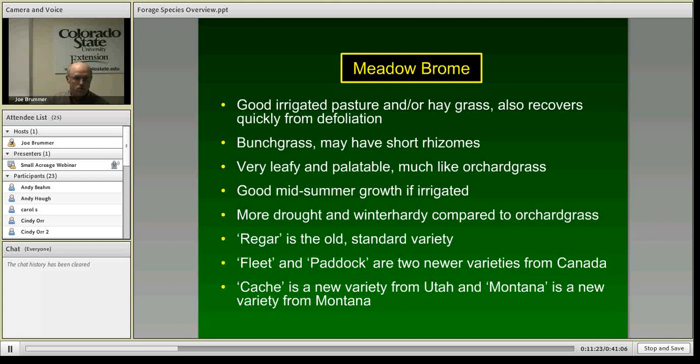Again, very long, lax leaves, very palatable, high in sugars, high in quality. Animals just readily graze this particular species. Again, if it's irrigated, good midsummer growth. It doesn't tend to shut down during that hot period of time during that mid part of the summer. The advantage of meadow brome compared to the orchard grass, however, is that it tends to be more drought and winter hardy. So you don't have to worry about losing the stand over the winter when we have these dry, open winters.